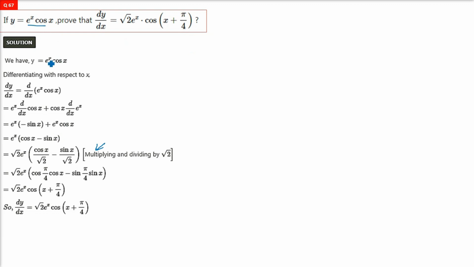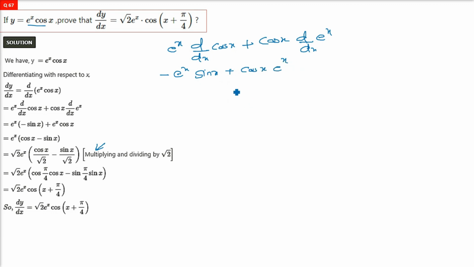So the basic idea is to differentiate. We have two terms, e raised to x and cos x, so we will apply the product rule. So e raised to x d by dx of cos x, plus cos x d by dx of e to the power x. The derivative of cos x is minus sin x, so minus e^x sin x. Cos x here, and the derivative of e to the power x is e to the power x. So I am taking e to the power x common and swapping the terms so that I get a negative in between. It will be e raised to x (cos x minus sin x).